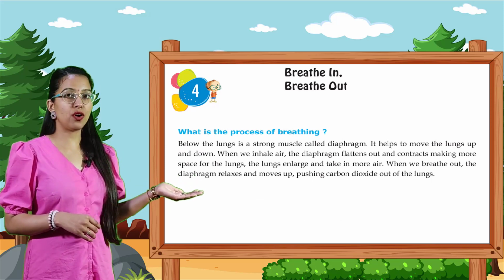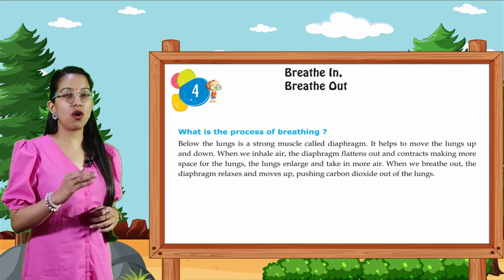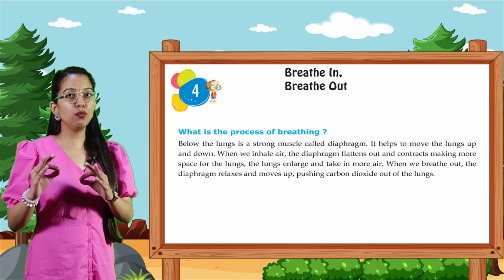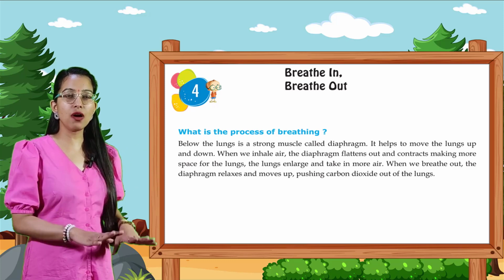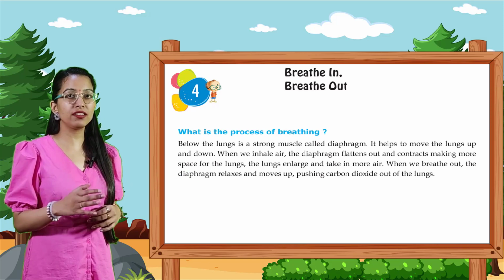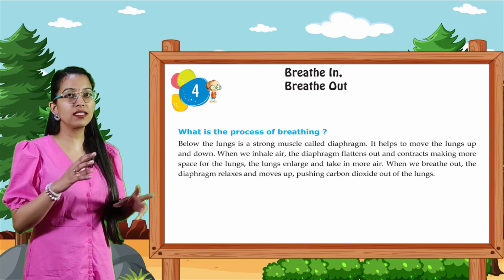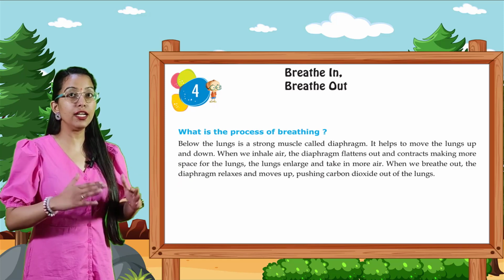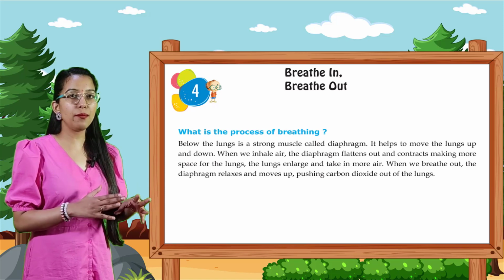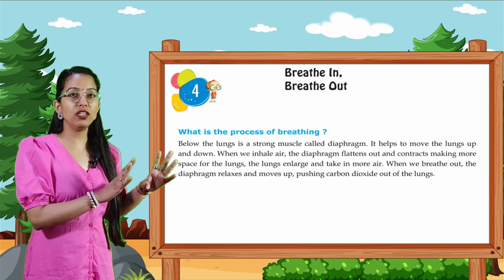What is the process of breathing? Below the lungs is a strong muscle called the diaphragm. It helps to move the lungs up and down. When we inhale air, the diaphragm flattens out and contracts, making more space for the lungs. The lungs enlarge and take in more air. When we breathe out, the diaphragm relaxes and moves up, pushing carbon dioxide out of the lungs.